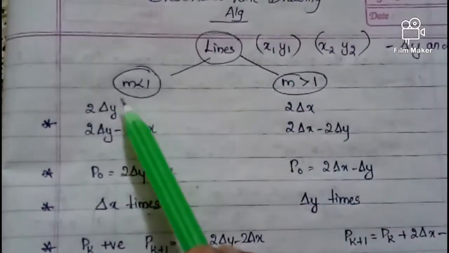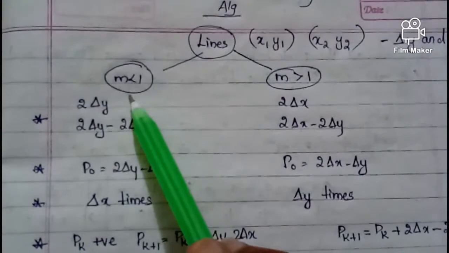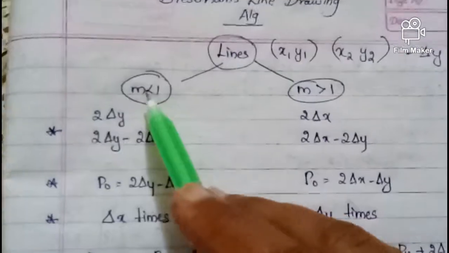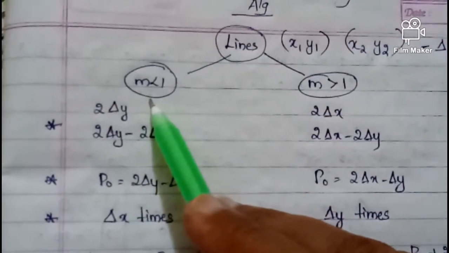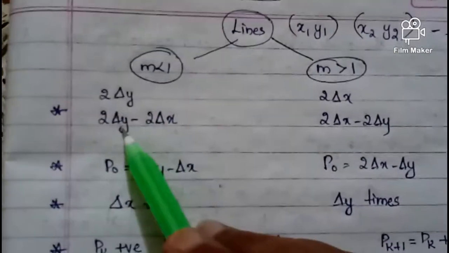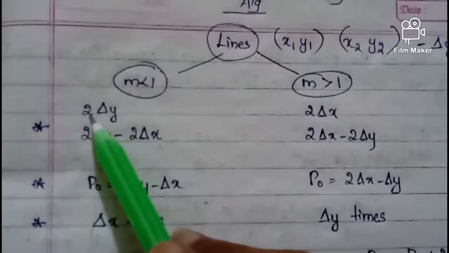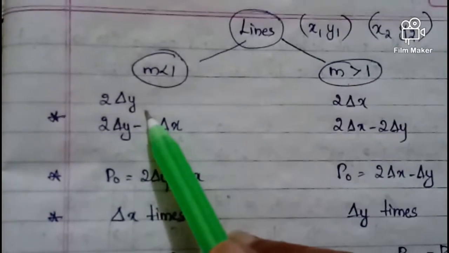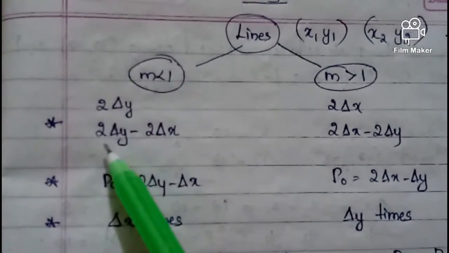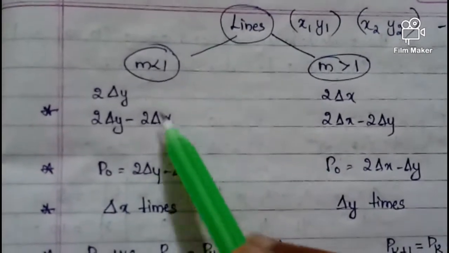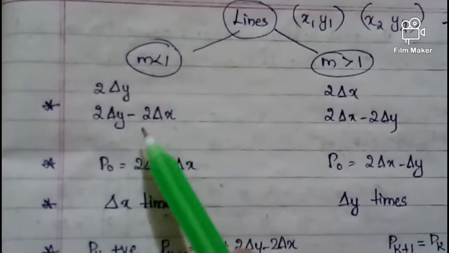Let me tell you how to deal with an algorithm of slope m less than 1. If you have already identified that the line slope is less than 1, then you have to find constants. First constant is the value of 2 delta y and the second constant is 2 delta y minus 2 delta x. So you have to find the values of these two constants.